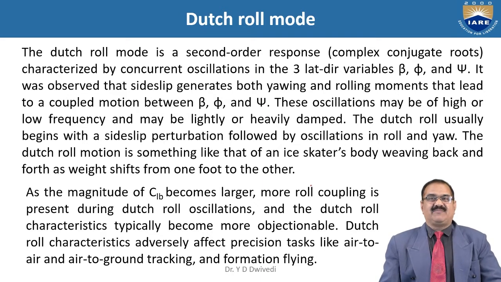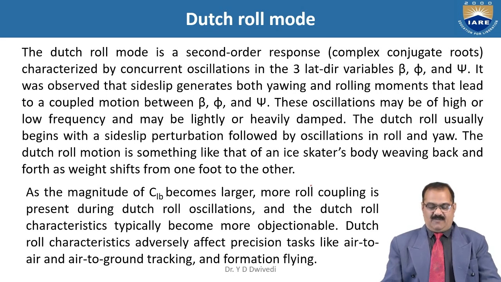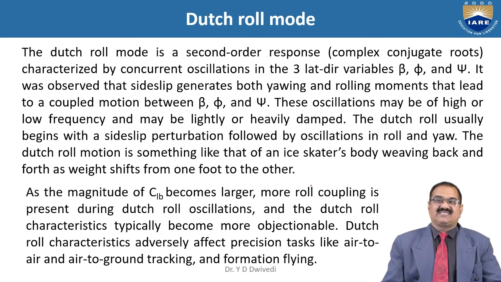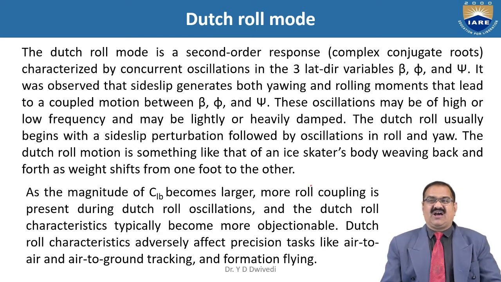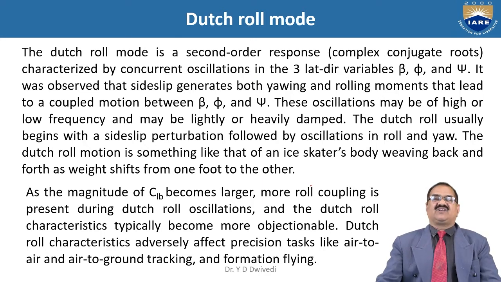As the magnitude of C L beta, which is the coefficient of rolling moment, becomes larger, more roll coupling is present during Dutch roll oscillation, and the Dutch roll characteristics typically become more objectionable. Dutch roll characteristics adversely affect precision tasks like air-to-air and air-to-ground tracking and formation flight.